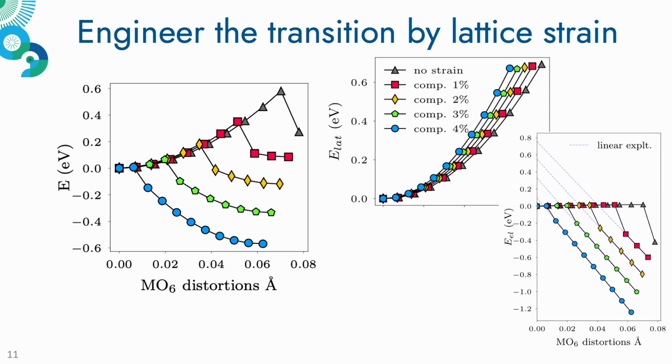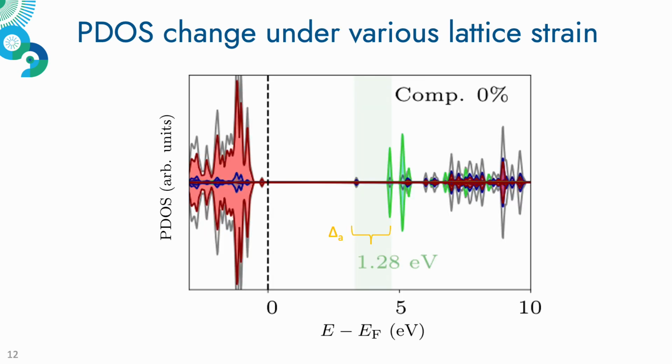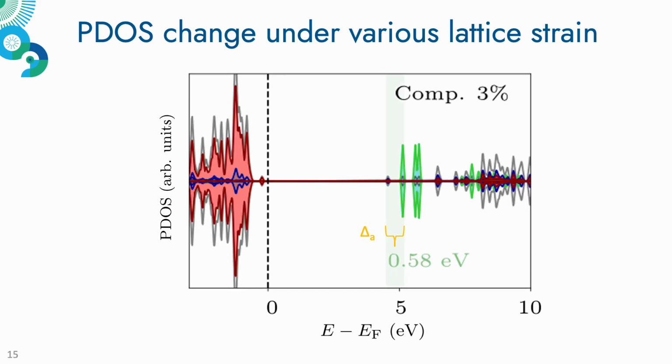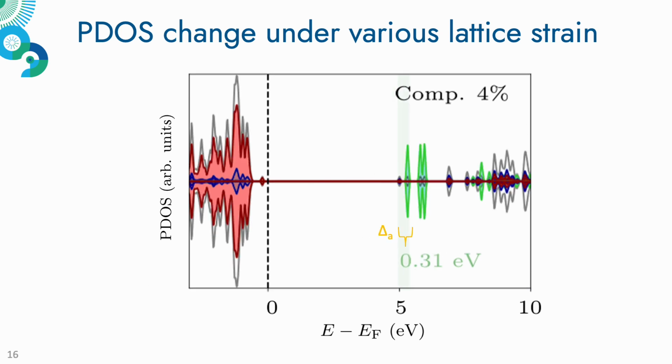We can gain more insight from the projected density of states. We can see that with the increase of the compression strain, the gap between the defect A and the conduction band minimum decreases. The smaller gap between defect A and the CBM leads to a smaller barrier between the delocalized and localized states.